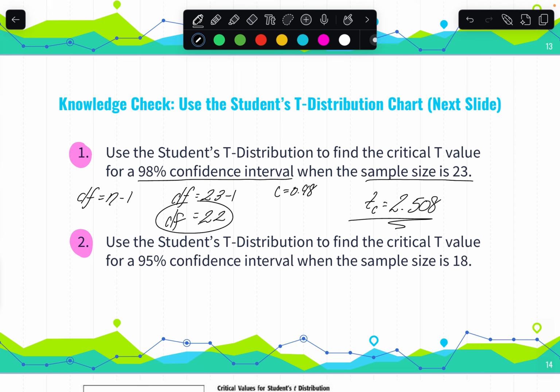All right. Thank you for pausing. Let's go into problem number two here. So we're going to use the student's t-distribution to find the critical t-value for a 95% confidence interval when the sample size is 18. The first thing you want to do is calculate your degrees of freedom. That's going to be your sample size minus 1. Again, we're doing a 95% confidence interval here. That means your degrees of freedom is going to be 18 minus 1, which is 17.